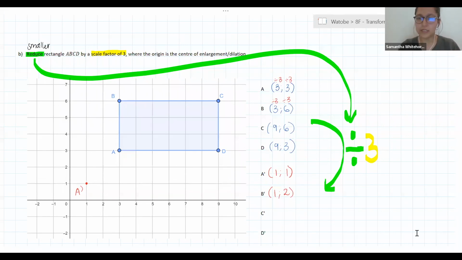Sibongo Kutlet, tell me where are we at? C dash. Yes, C dash. C dash is 3 and 2. Excellent. So again, we divide the original by 3, and I get my new coordinate at 3, 2. Awesome. Well done.